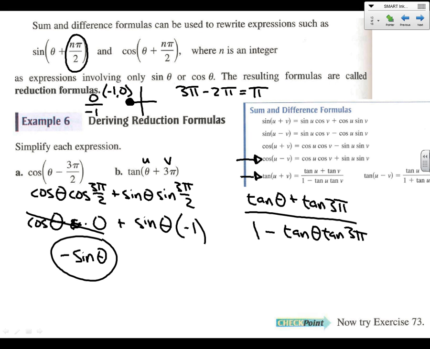So this will simplify to be tan theta plus 0 all over 1 minus tan theta times 0, or just 0. And so we're going to have, zeros don't matter, tan theta over 1, just tan theta. That would be our answer there. Alright, so keep track of all your identities and see if you can simplify sine of 3 pi over 2 plus theta.